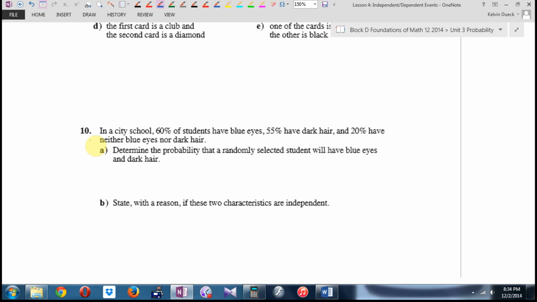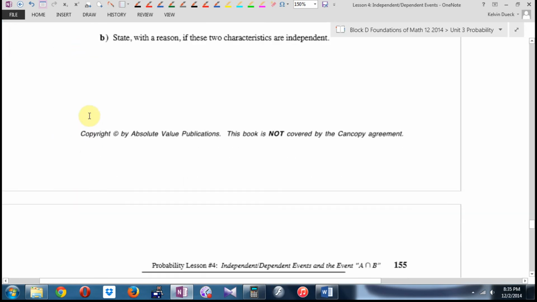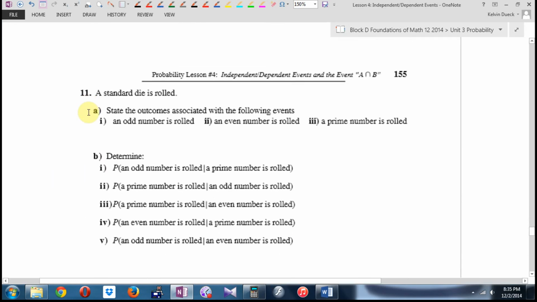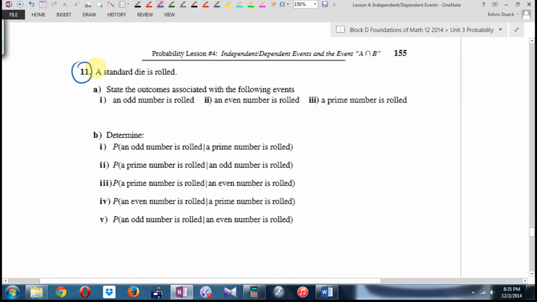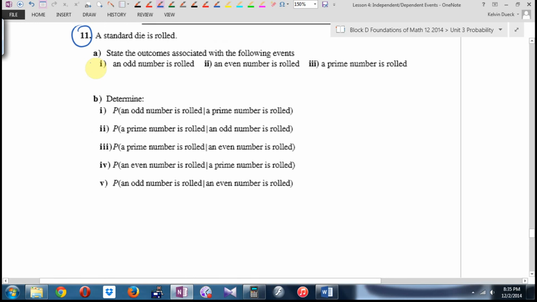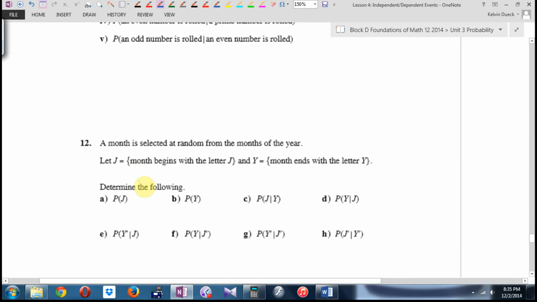Okay. This one is tough. I'm going to assign this. I'll probably talk about this when I get back. A standard die is rolled. State the outcomes associated with the following. Sure, this is 11 is good, a good dice question. I would probably make a little sample space and then count.